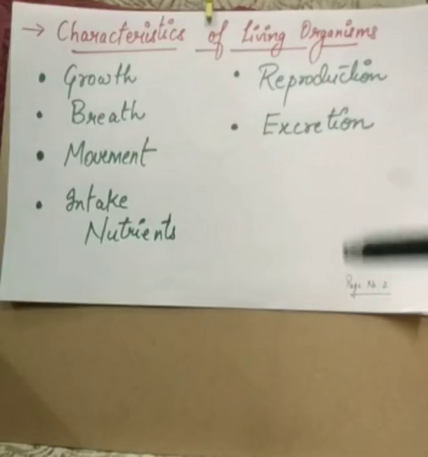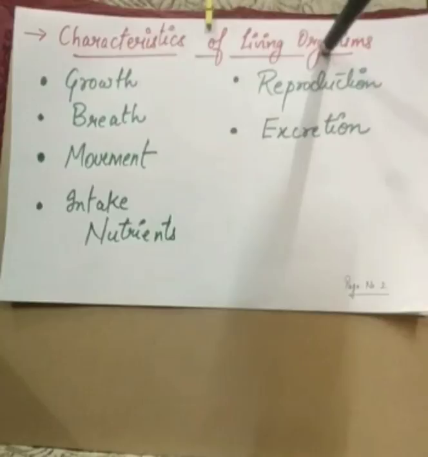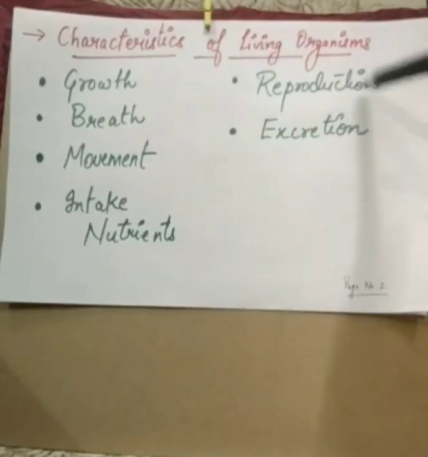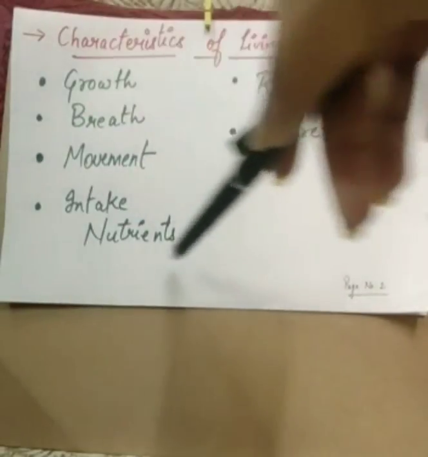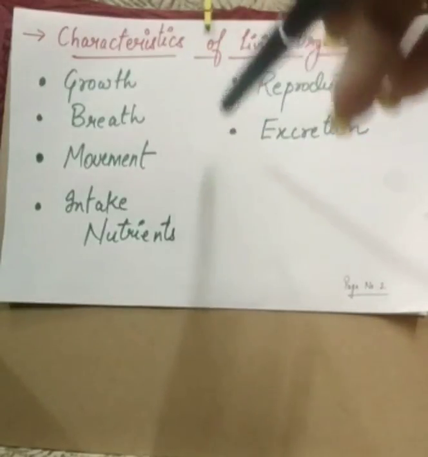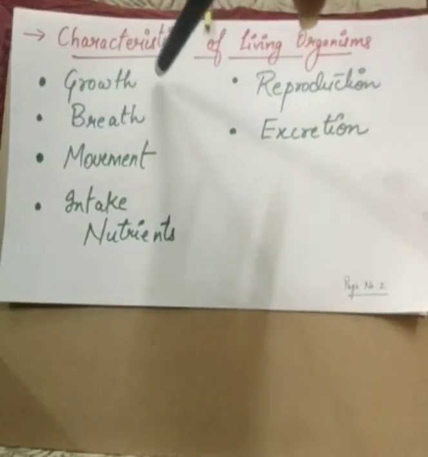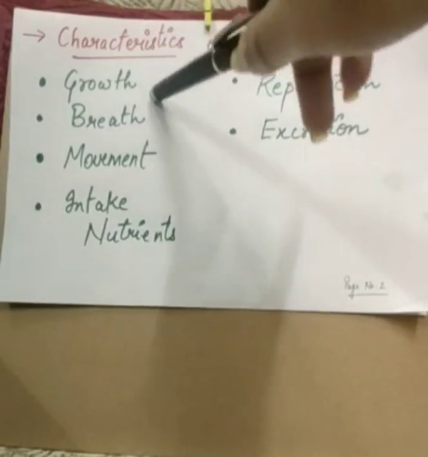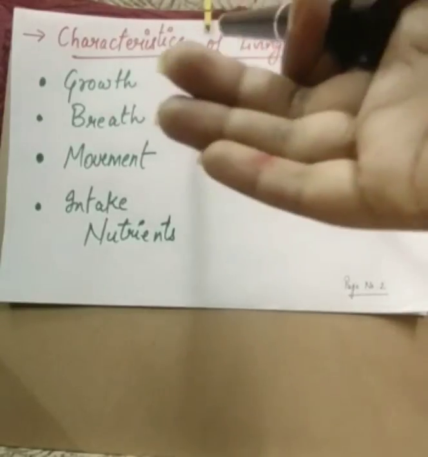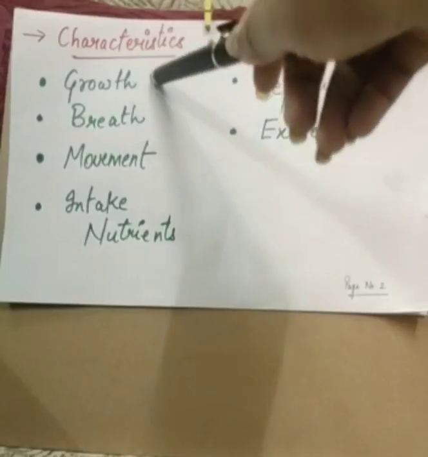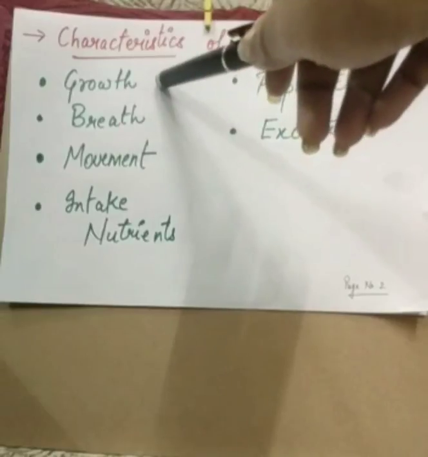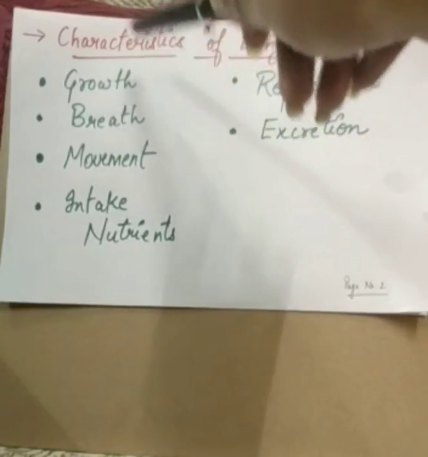characteristics of living organisms. Some characteristics of living organisms are growth, breathing, movement, intake of nutrients, reproduction, and excretion. If we are able to see some of these characteristics, we can identify that the thing is a living organism. Suppose we look at the word growth. In a human, firstly we see a child or baby, and then when they grow, they become an adult, younger and old also. That type of thing we call growth.